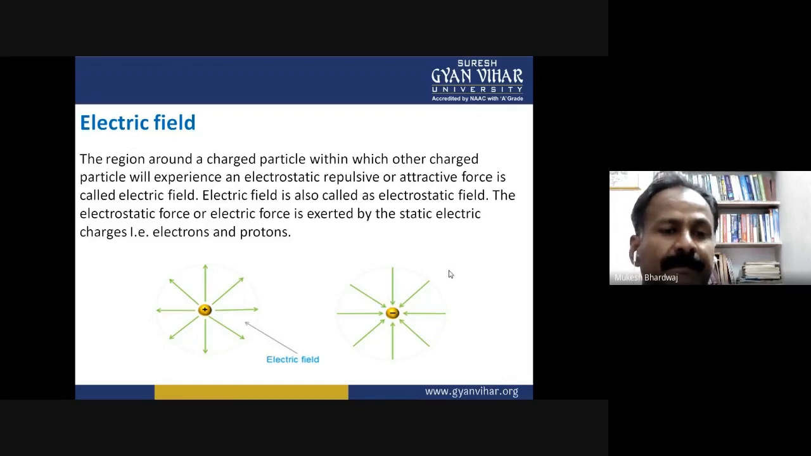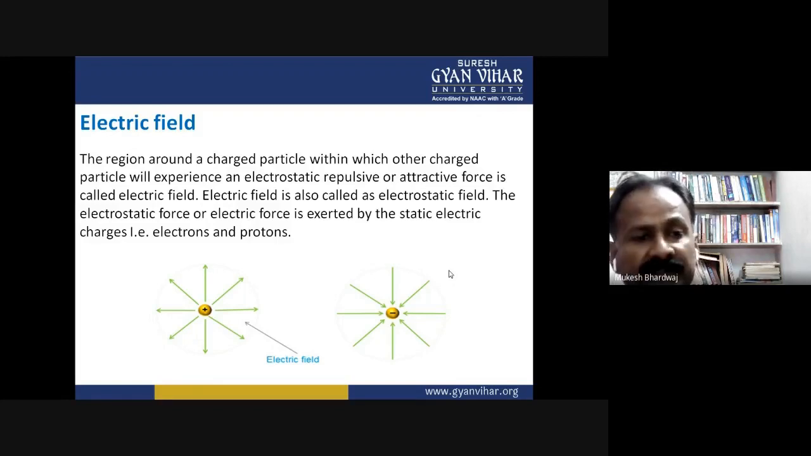So, points of similarity while doing the comparison of electrostatic and gravitational forces. Both these forces are central forces. That is, they act along the line joining the centers of the two interacting bodies. Both the forces obey inverse square law of distance. As you have seen in the formula, both are conservative forces. That is, the work done by them does not depend upon the path followed. Both the forces can operate even in vacuum.